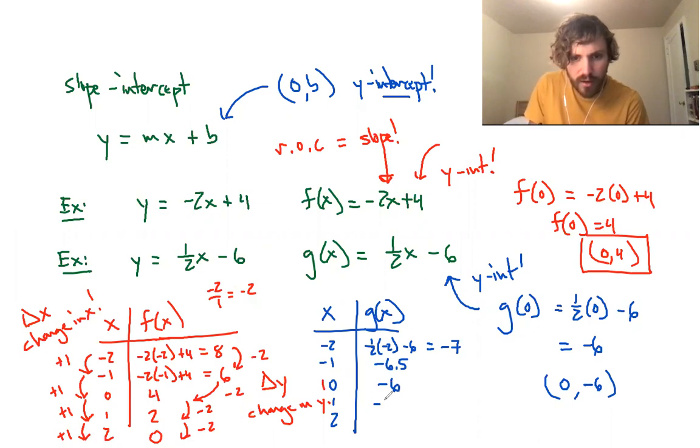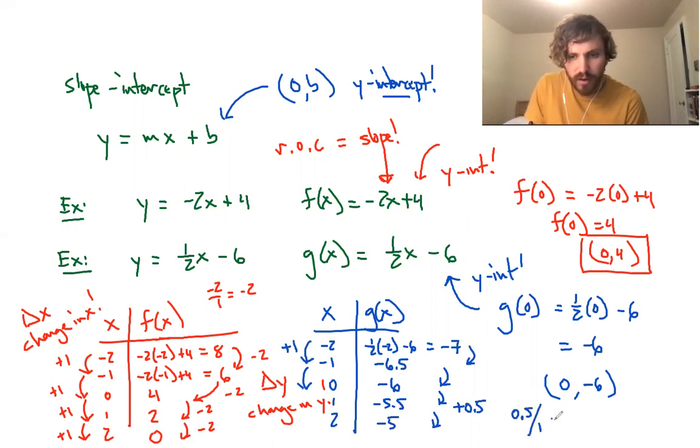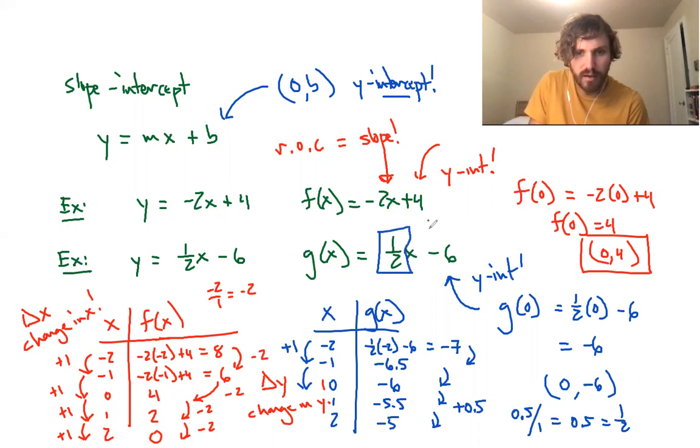Plug in 1, I'm going to get -5.5. And plugging in 2, I'm going to get -5. So you can see my change in my y values here. Each time I am adding 0.5. And for x, each time I am adding 1. So if I take the ratio of those two, 0.5 divided by 1, I should just get 0.5 or 1/2. And again, that right there is my slope. That's my rate of change.